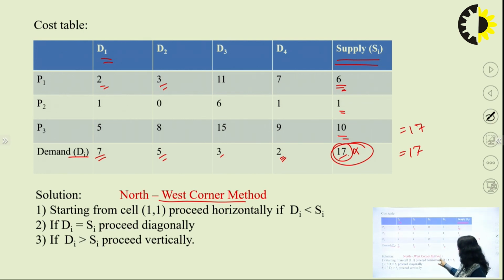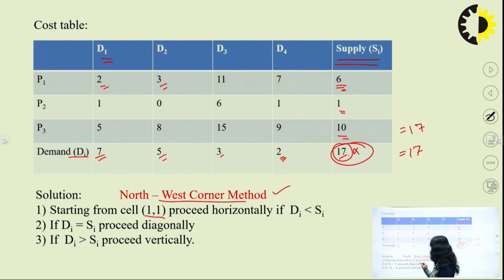So the first technique that we are going to use in this problem is the northwest corner method, okay, and there are some steps for this technique, means we will follow these steps.